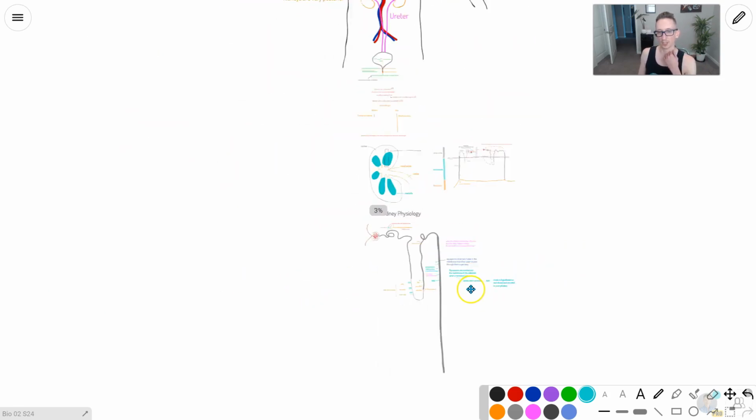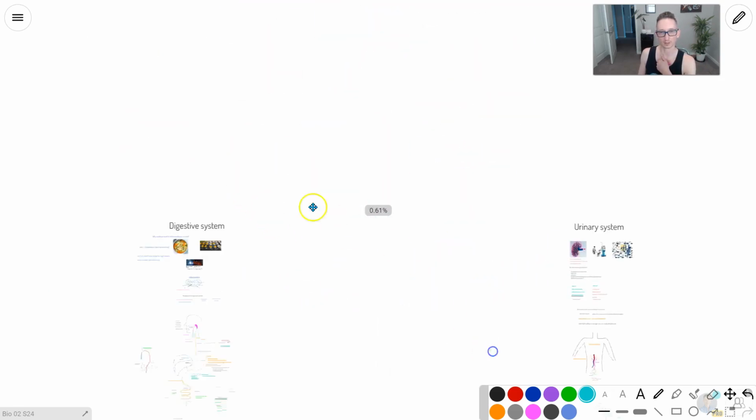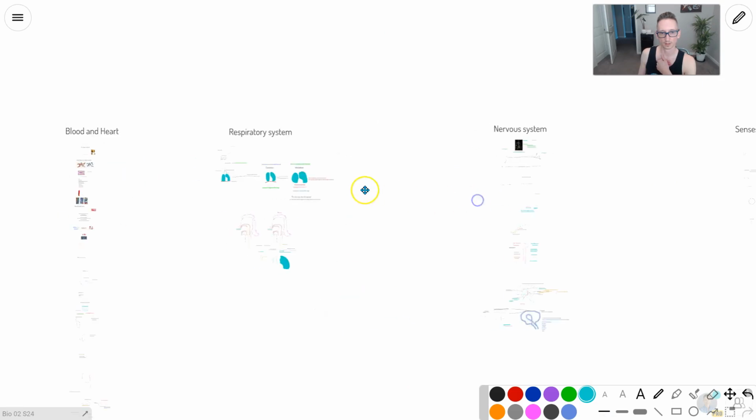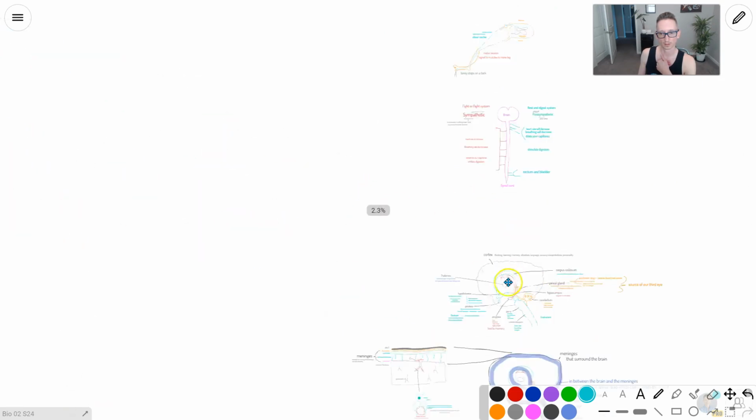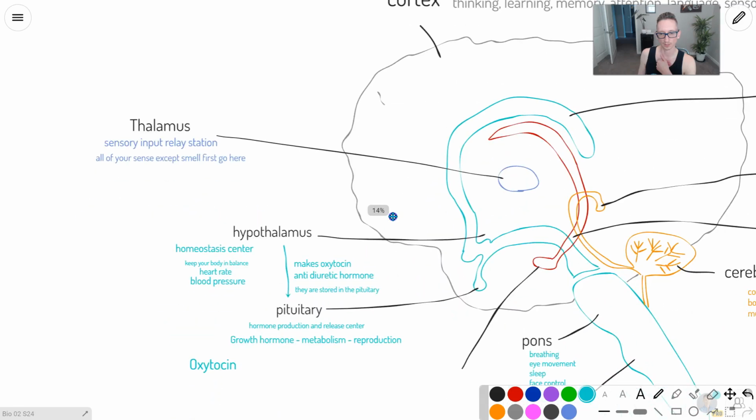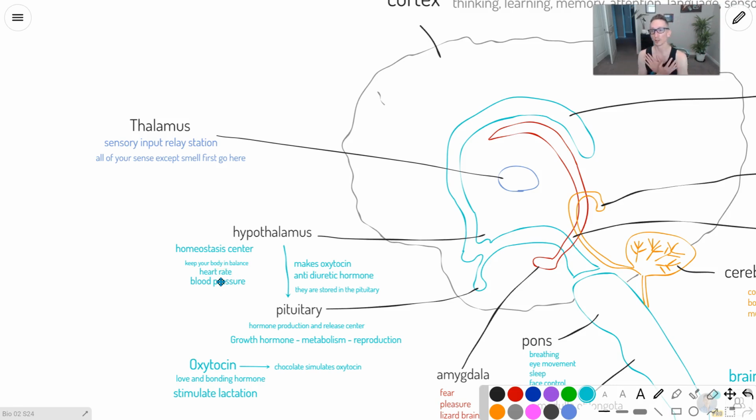Okay, let's go back to the brain and talk about that. Hypothalamus. Hypothalamus is right here, and it secretes. It's a homeostasis center, keeps you in balance, regulates your heart rate, blood pressure. Didn't talk about that, but your kidney regulates blood pressure because it controls the amount of liquid in your cardiovascular system. So if you're bleeding actively and you're losing blood pressure, your kidney's going to hold on to water.